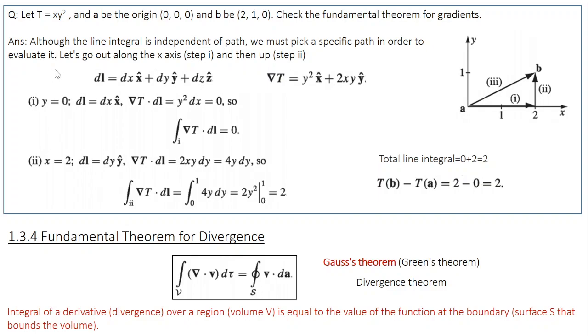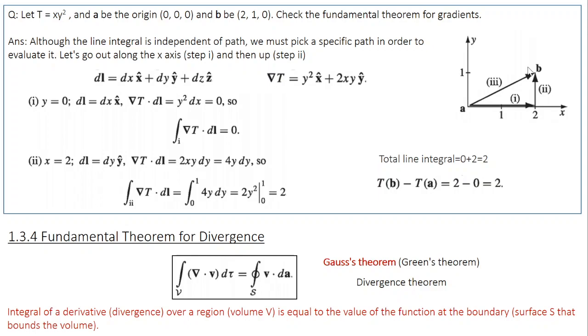Let's do an example problem. Consider a scalar function T equal to x y squared. The initial point A is at the origin and the final point B is at the coordinate (2, 1, 0). You need to check the fundamental theorem for gradients for this configuration. So this is the starting point A at the origin. This is the end point B.